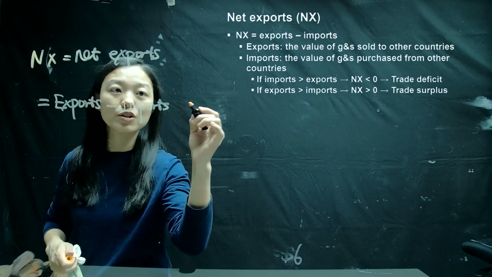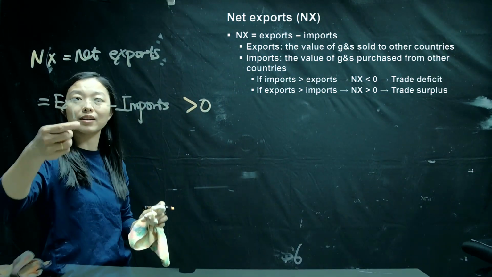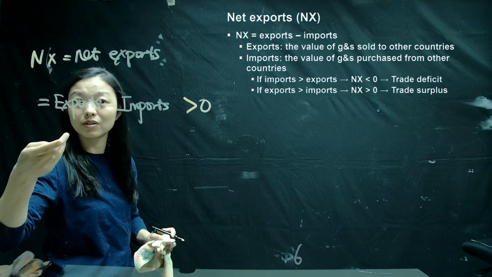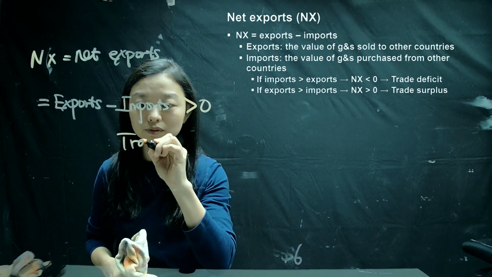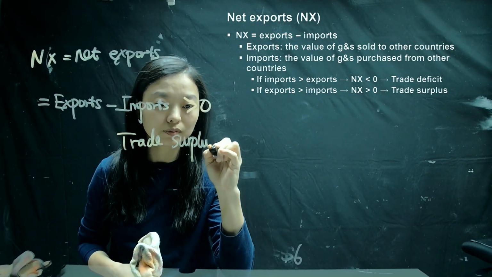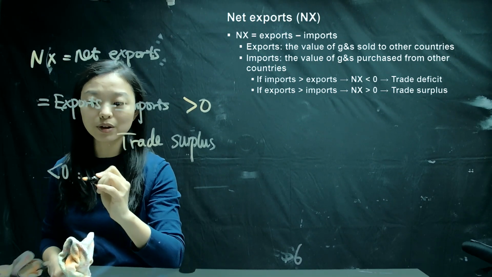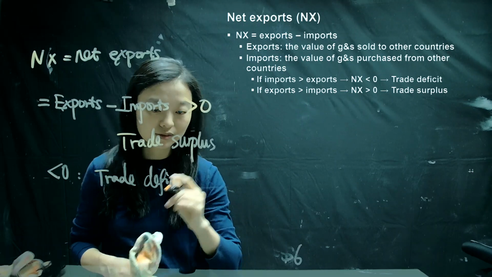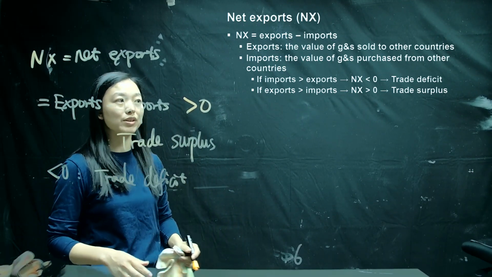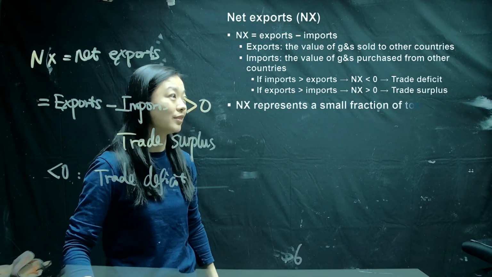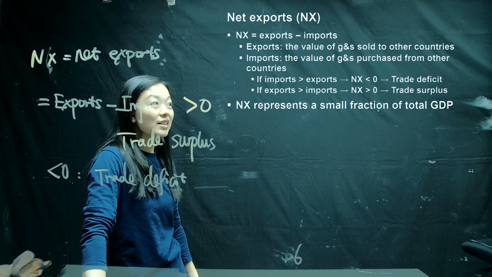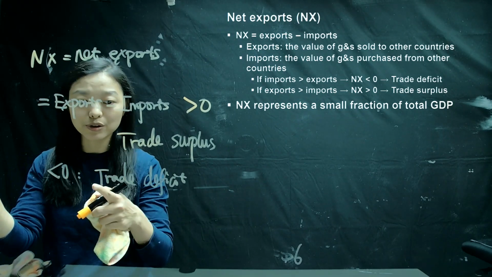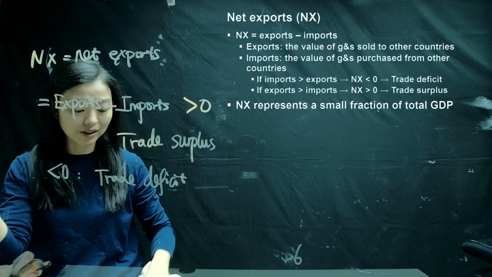If this one is larger than zero, meaning exports are larger than imports, we say the country has a trade surplus. However, if this one is less than zero, we will say the country has a trade deficit. Okay? Do you know whether the US has a trade deficit or trade surplus? Net exports represent a small proportion of total GDP, and in the United States, we currently have a trade deficit. Okay?